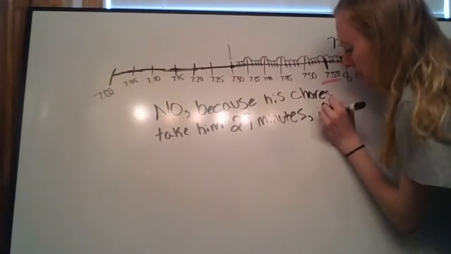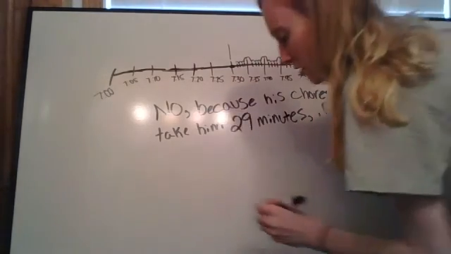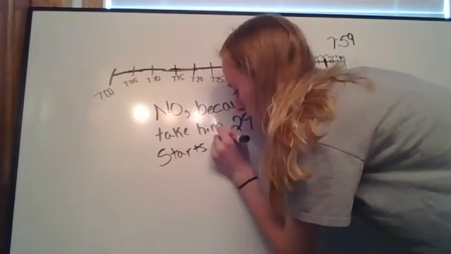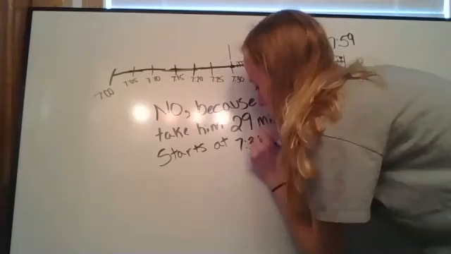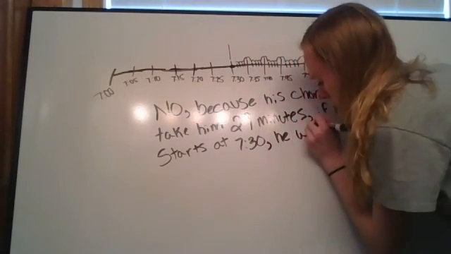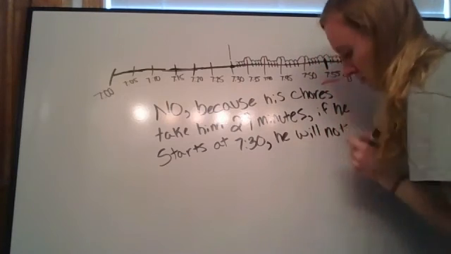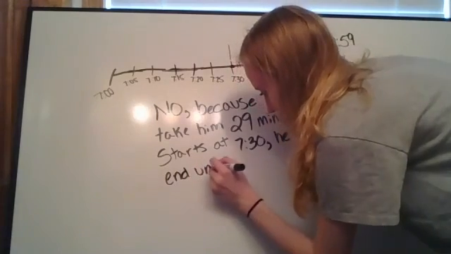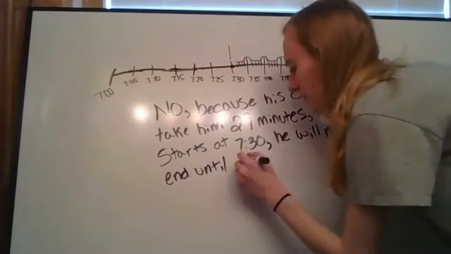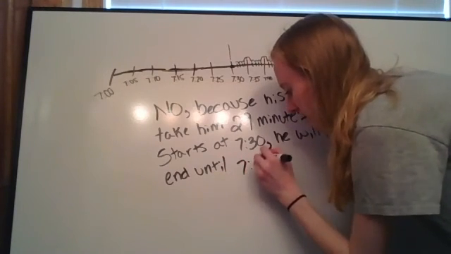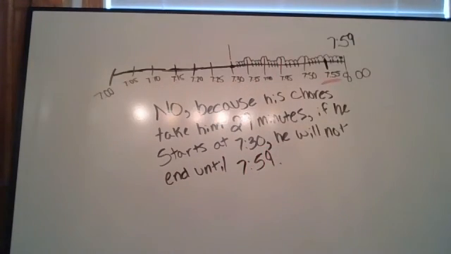Comma. If he starts at 7:30, he will not end until what time? That is not a 7. I said a 5. 7:59. Okay, so if you need to go ahead and pause this, go right ahead.